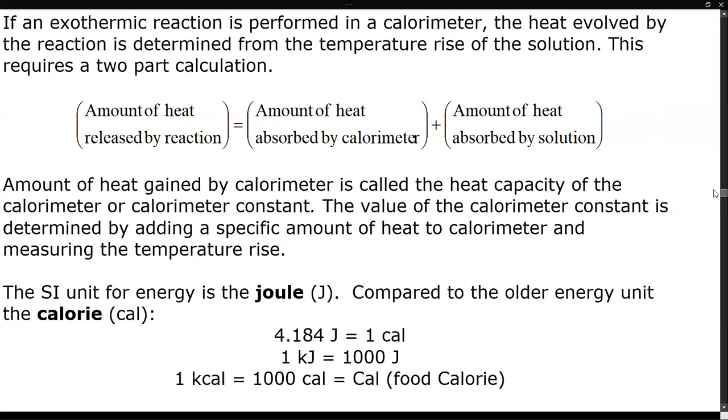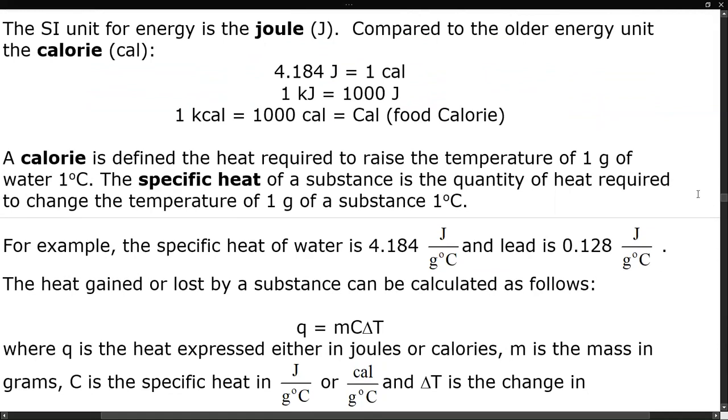Now, the energy unit that we'll use primarily is the joule. We compare that to the older energy unit of the calorie. 4.184 joules is 1 calorie. 1 kilojoule is 1,000 joules. A kilocalorie is 1,000 calories with a small c, or 1 food calorie, which is calorie with a capital C. So if you're counting calories for your diet, those are capital C calories, which is 1,000 of the little c calories. The little c calorie is defined as the amount of heat required to raise the temperature of 1 gram of water by 1 degree Celsius.